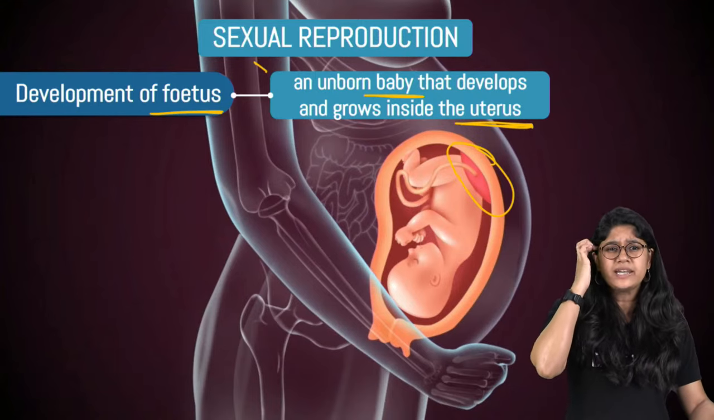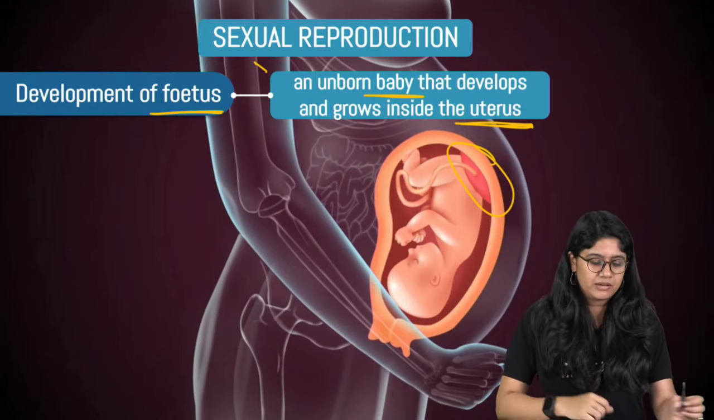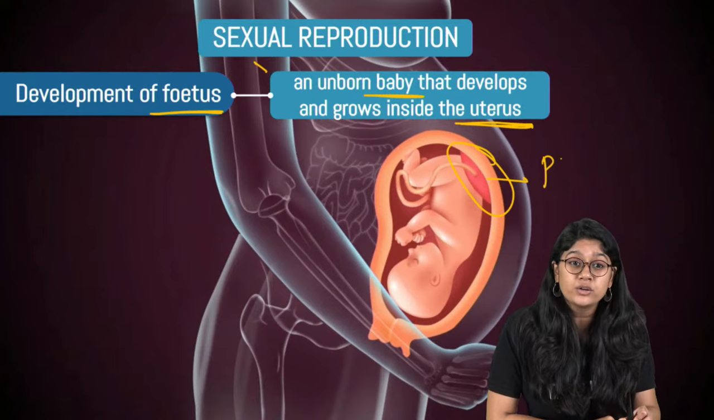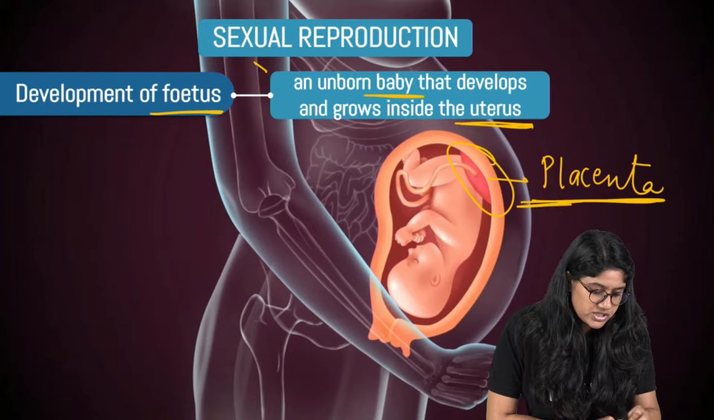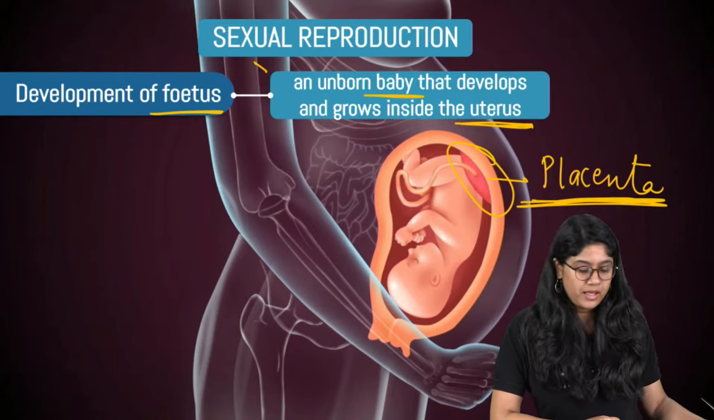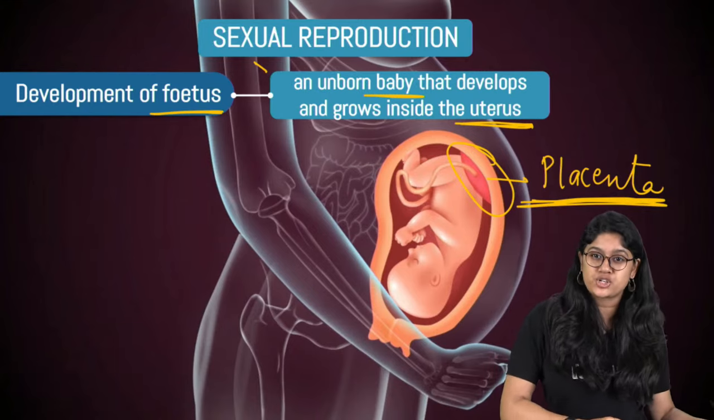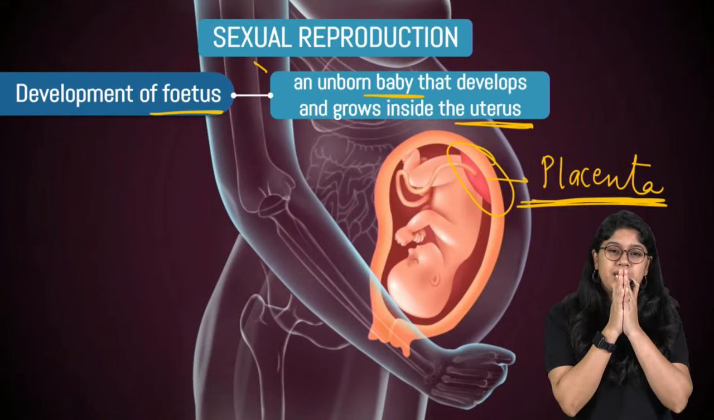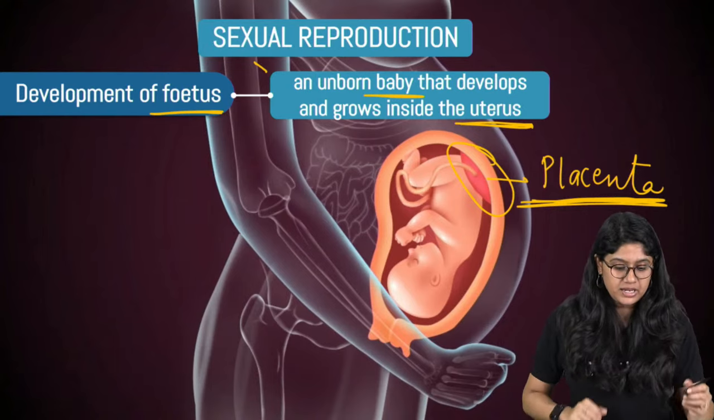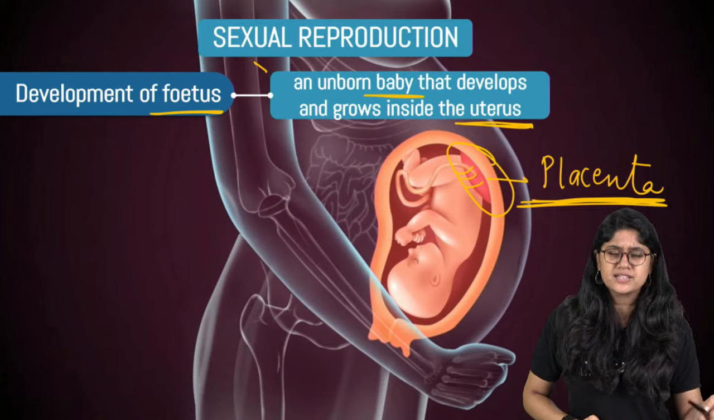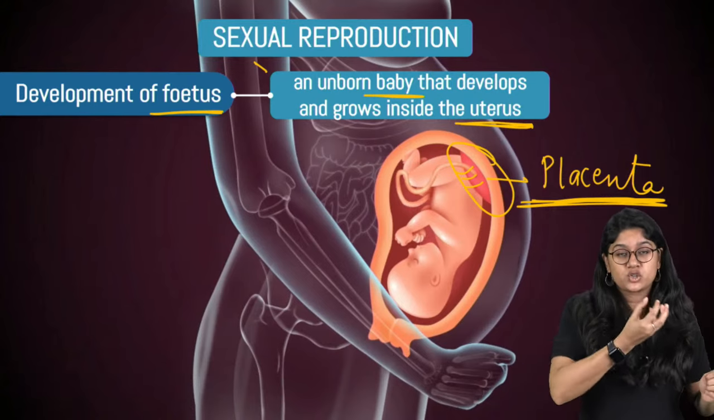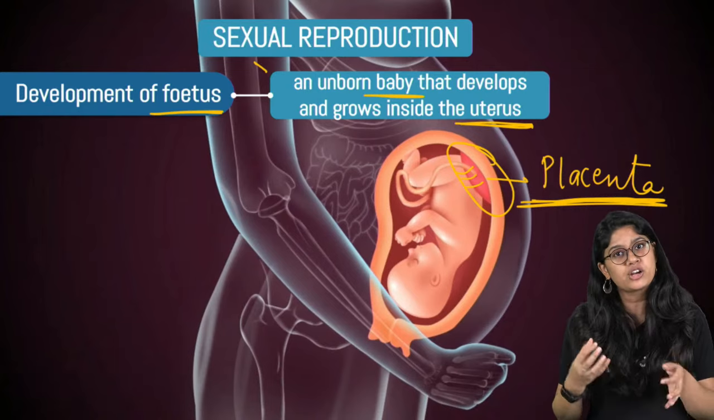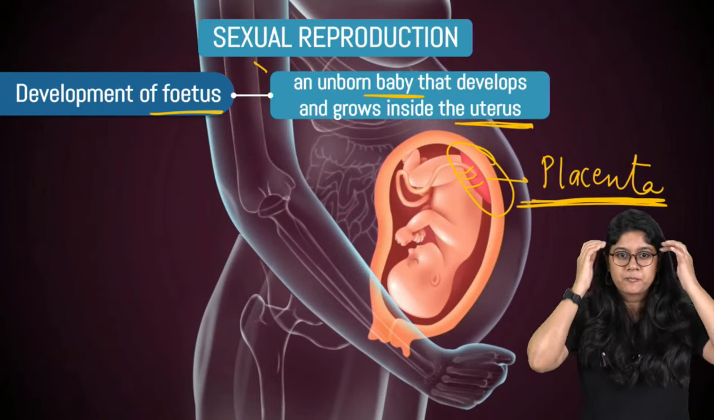Over here we have a very important organ. You will be learning more about it in your higher classes. They get all the nutrients with the help of this very important organ, which is called the placenta. Placenta provides the nutrition. Basically, it is an attachment between the mother and the fetus, and it carries the waste from the growing fetus to the mother, and brings all the nutrients from the mother to the fetus.